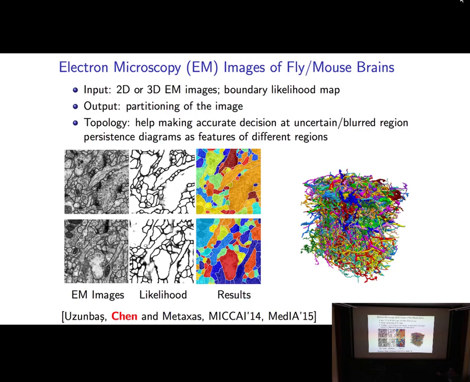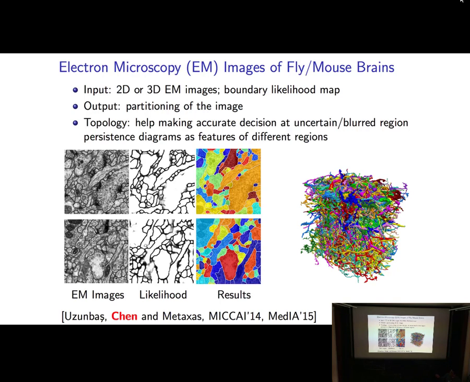So here's one example application we have done over the past few years. This is the neuron image segmentation problem. The inputs are electron microscopic images. Each pixel is a few nanometers, like 5 or 6 nanometers squared in size. And this is from the brains of different small animals, either fruit fly or mouse. And this is what you can see.